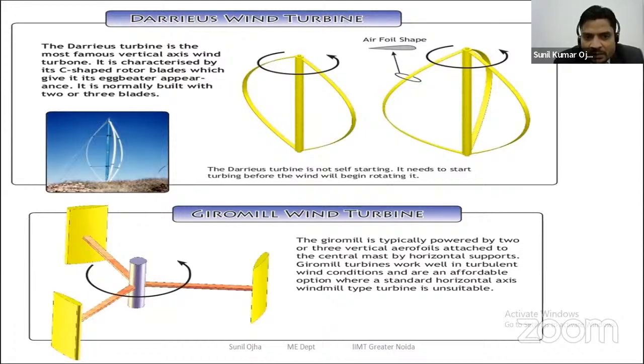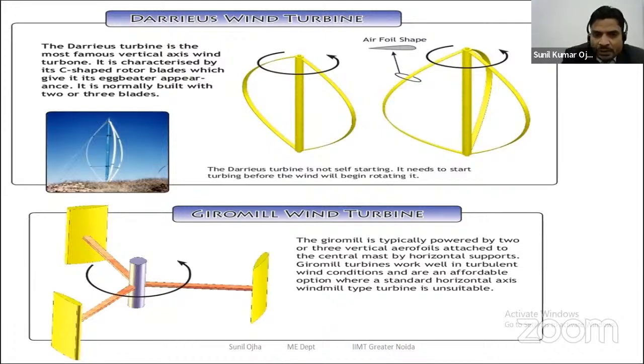The Darrieus turbine is not self-starting. It needs to be started before the wind begins to rotate it. So it is not self-starting. We have to rotate the wind turbine first before the wind will begin to rotate that mechanism. Next is the gyromill wind turbine. The gyromill is typically powered by 2 or 3 vertical aerofoils attached to the central mast by horizontal supports.